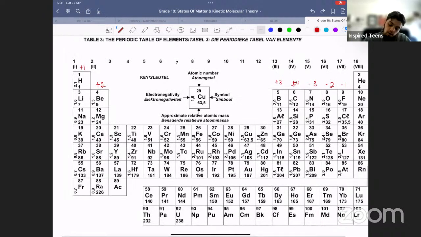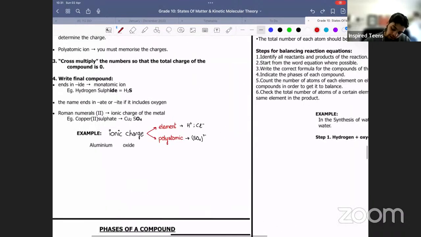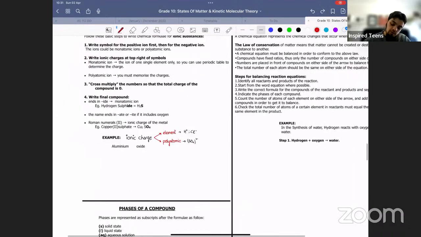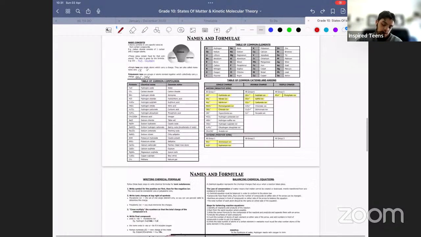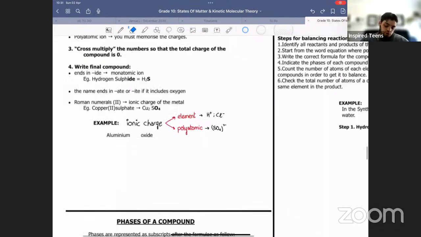Okay. Then where do we get polyatomic ion charges from? There's no way to get it, unfortunately, except this table. So you have to memorize this table. They're not going to give it to you. They're just going to give you the polyatomic ion and expect you to know its charge.